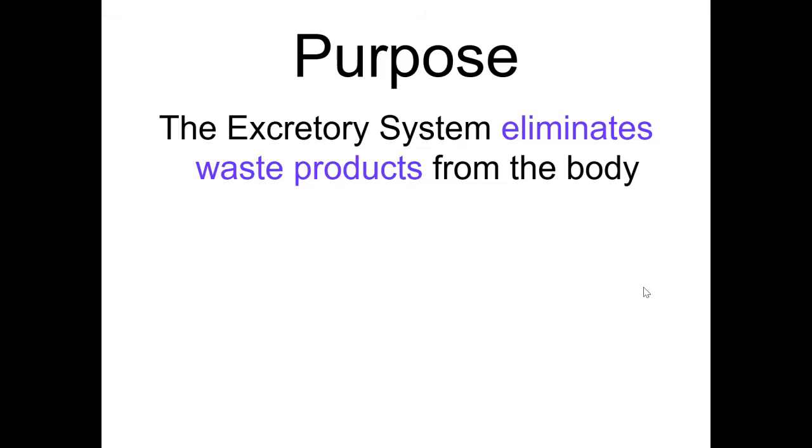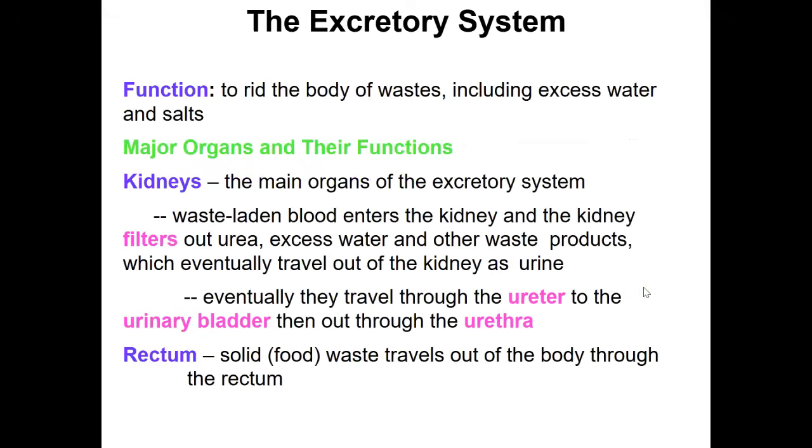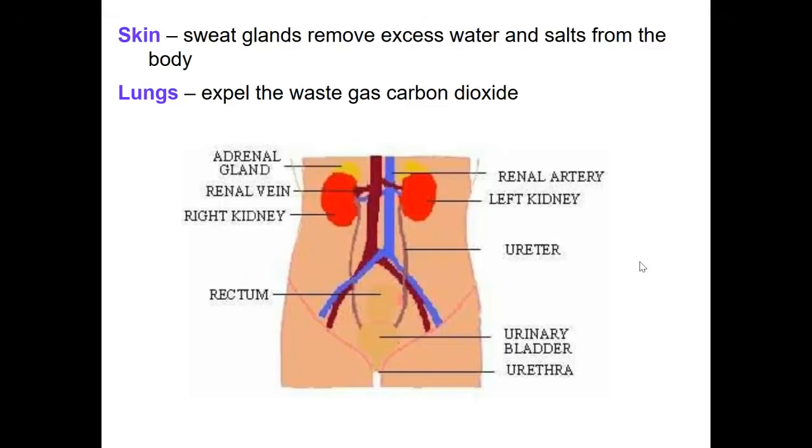Excretory system eliminates waste. It's also called the urinary system. So your kidneys, the main organ of the excretory system, filter out urea, which is excess water and other waste products, which eventually travels through the ureter to the urinary bladder, then out the urethra, and then the rectum is where solid waste travels out. Skin, sweat is removed from there.